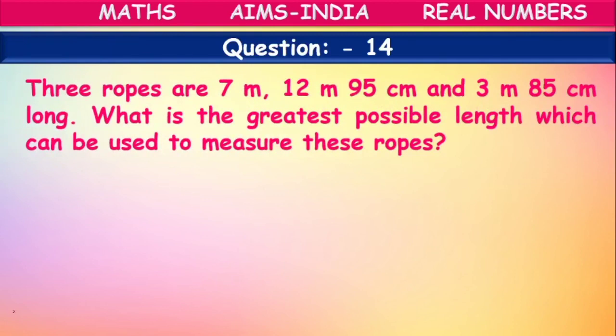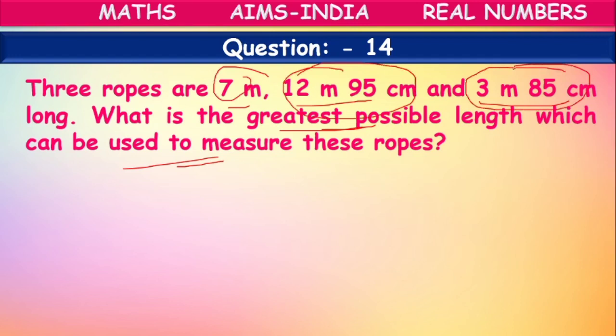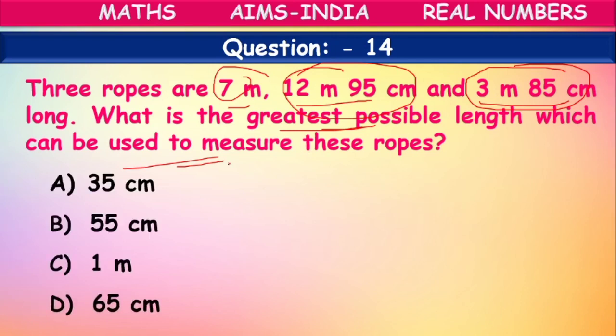So okay children, next. 3 ropes, 7 meter, 12 meter 95 centimeter, 3 meter 85 centimeter. So what is the greatest possible length which can be used to measure the ropes? So we have to find the greatest possible value which can be used to measure the ropes. So here let's first change them into the same units.